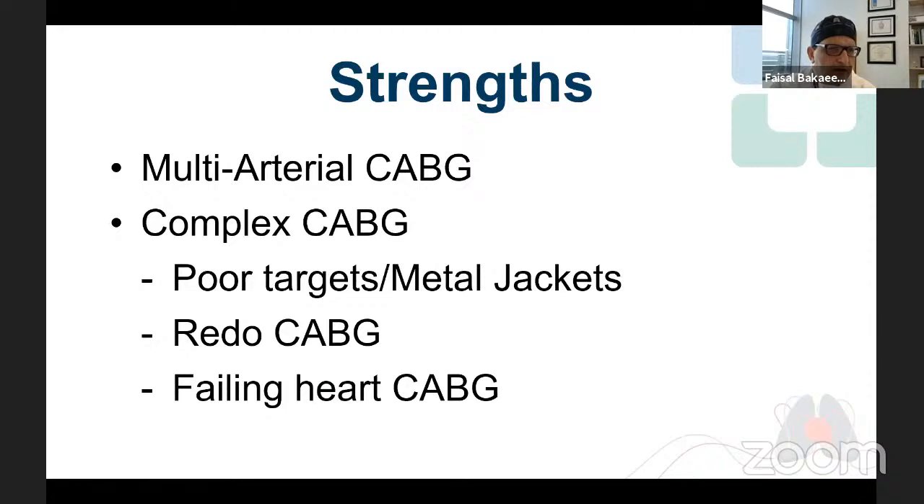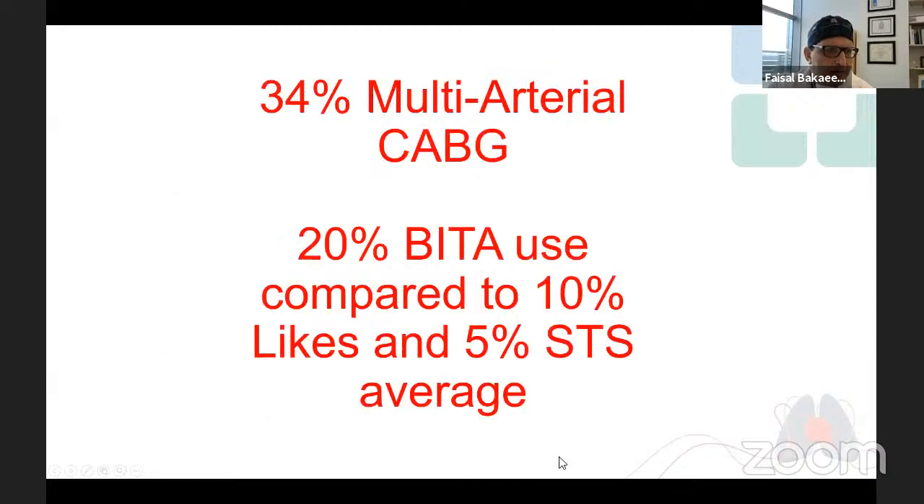So what are the strengths of our program, or indeed any leading CABG program? I think a leading CABG program should have expertise in multi-arterial grafting and in complex CABG. And what I mean by complex CABG are patients with poor targets, with multiple stents, or what's called metal jackets, redo CABG, and CABG in low EF patients. And we will talk about many of those.